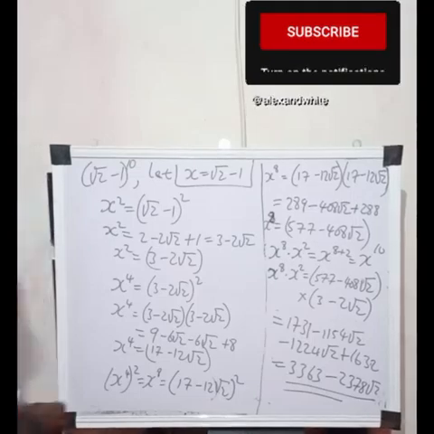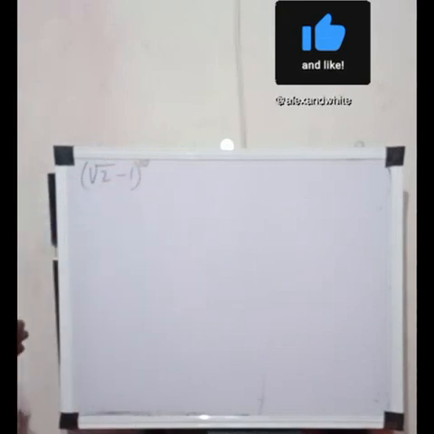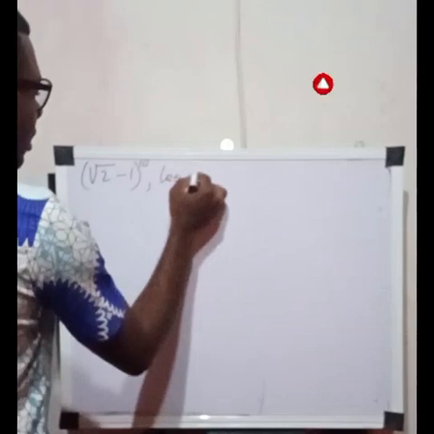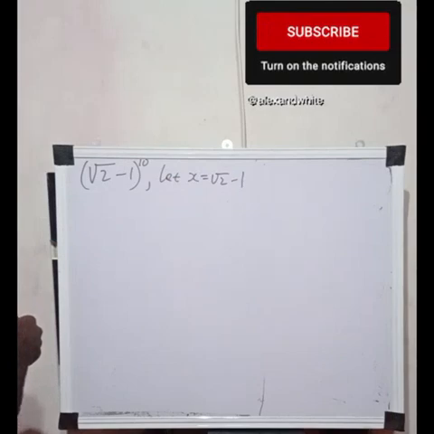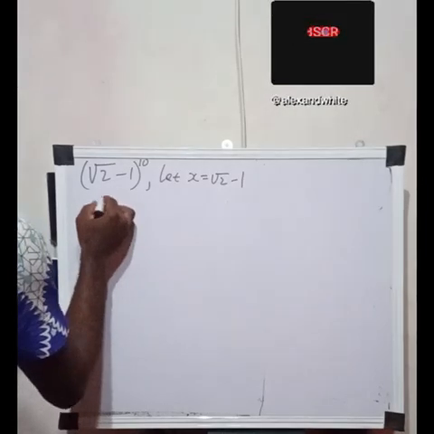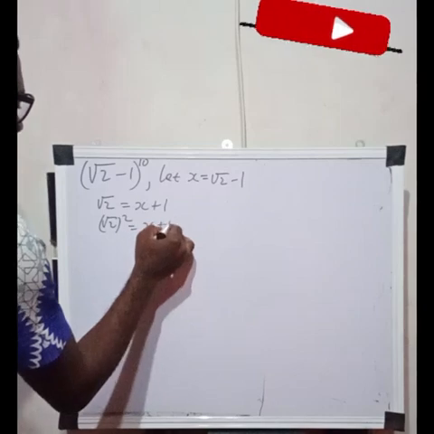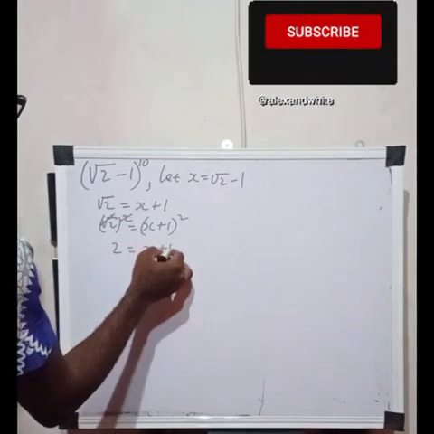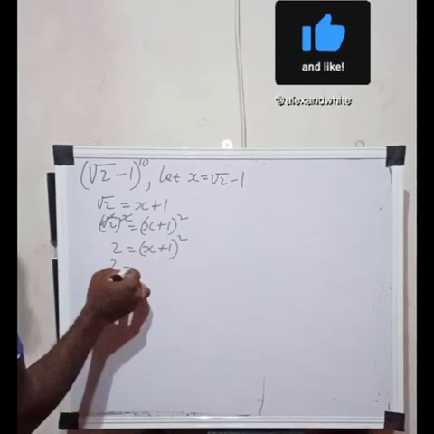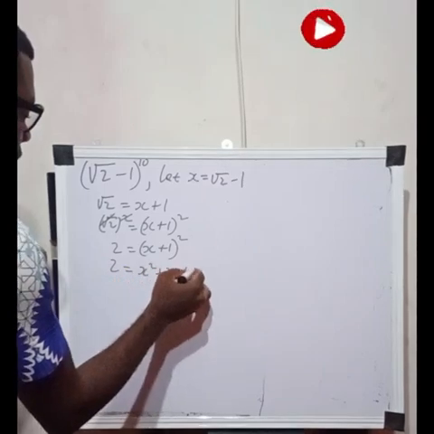Let us look at one more method. The question is root 2 minus 1, remember, raised to the power 10. I will say let x equals root 2 minus 1. If I make root 2 the subject of the formula here, I will have root 2 equals x plus 1. And then you square both sides so that you have root 2 raised to the power 2 equals x plus 1 raised to the power 2. So we cancel the square root so that 2 equals x plus 1 raised to the power 2. And when we expand this, we have 2 equals x squared plus 2x plus 1.